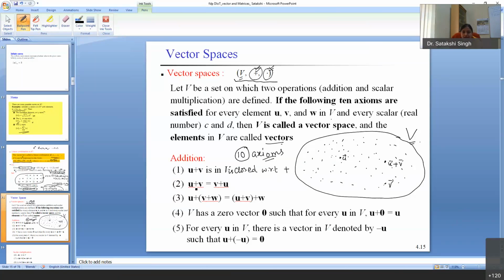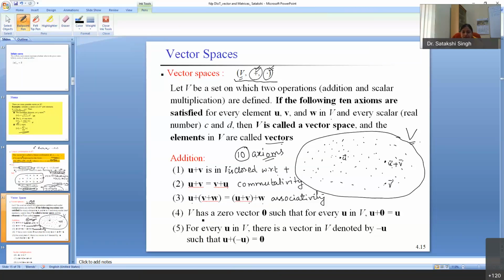And then the second property is that u plus v should be equal to v plus u. This property is called commutativity. Third is that if we add v plus w first and then add u, or if we add u plus v first and then add w to it, then those two things should be equal. This is called associativity. So the given set of vectors is closed with respect to addition, it is commutative, and it is associative.